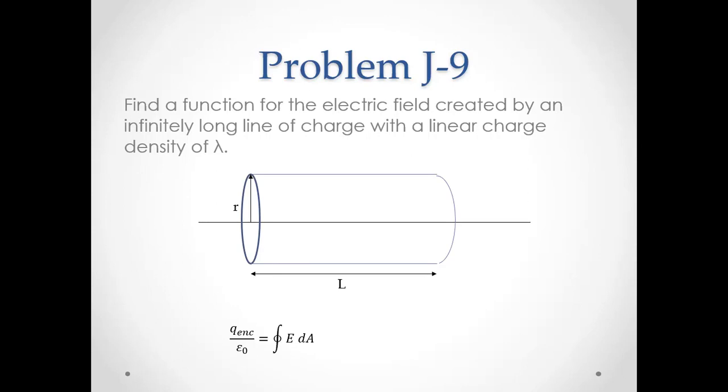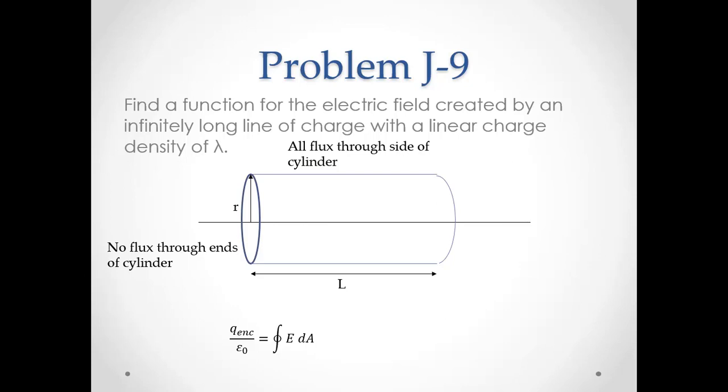So I'm going to apply Gauss's law. The one thing to point out is through both ends of the cylinder there's no flux because the electric field is parallel to that surface. And so all the flux happens to be around the side of the cylinder. So we want to figure out the area of the side of a cylinder.